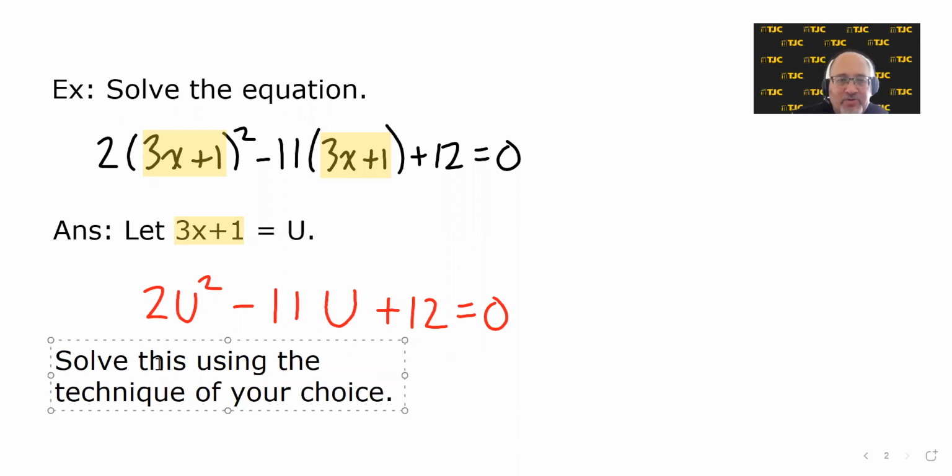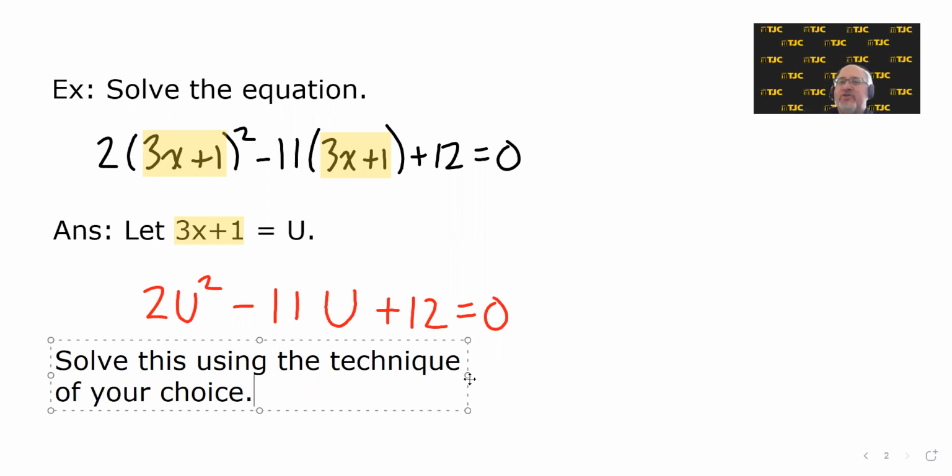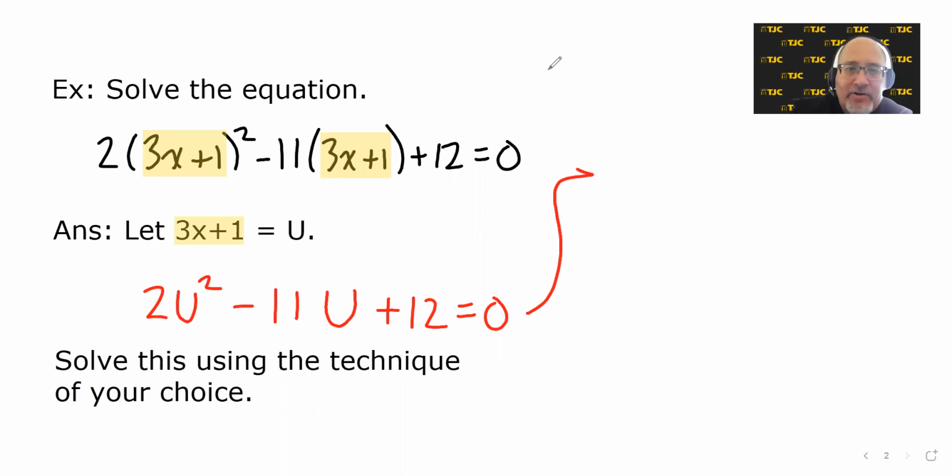Remember, we have 3 options when it comes to solving quadratic equations: solve by factoring, solve using square roots, and solve using the quadratic formula. I'm going to solve this one using the quadratic formula, even though I know it will factor. In fact, in your homework, anytime you run across a quadratic equation at this juncture, it should factor. But let's use the quadratic formula.